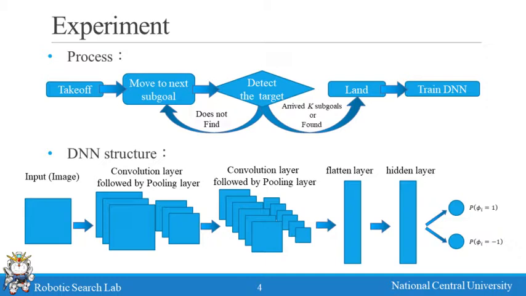After landing, we take the search result to update the neural network. There are 6 layers in the neural network. The first layer receives an image. The second and the third layers are 2 convolution layers, followed by 2 pooling layers. The fourth and fifth layers are flattened and hidden layers. The sixth layer includes 2 neurons with softmax function to represent P of phi i equals 1 and P of phi i equals minus 1.